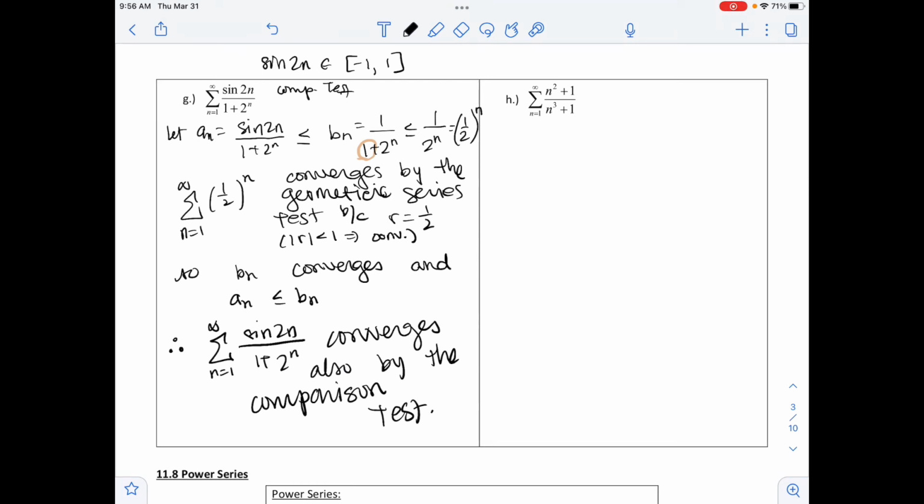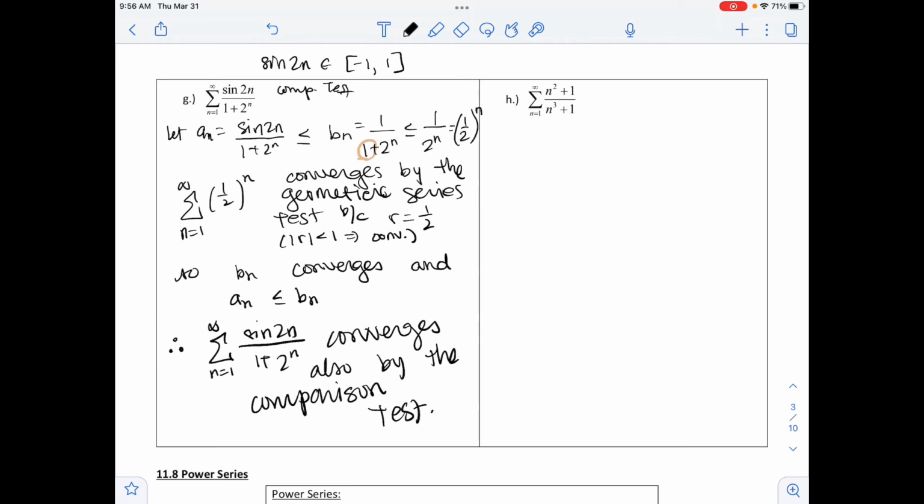So the next one, h, says the sum from n equals 1 to infinity of n squared plus 1 over n cubed plus 1. And I noticed that if I were to use the comparison test like I did in the last one and get rid of the 1 in the numerator and denominator, I would be left over with n squared over n cubed, or 1 over n, which is perfect. However, eliminating a 1 in the numerator and a 1 in the denominator isn't going to do much to being able to compare it to something.